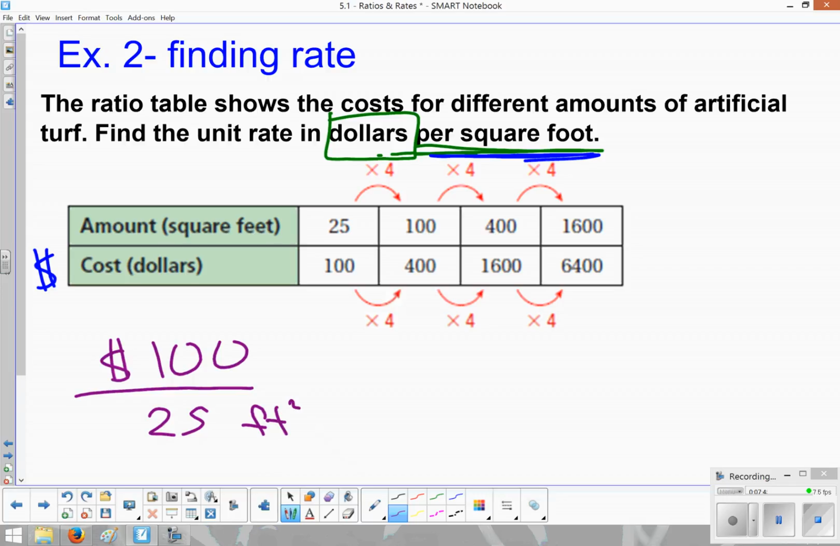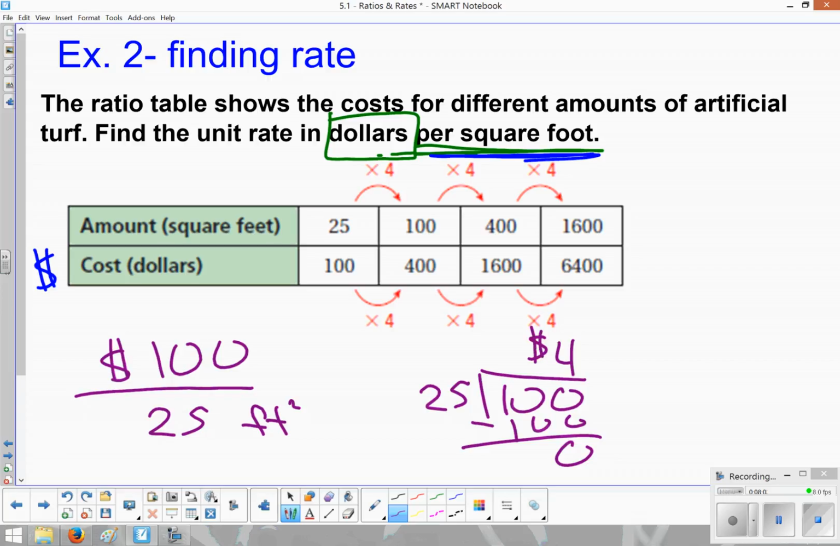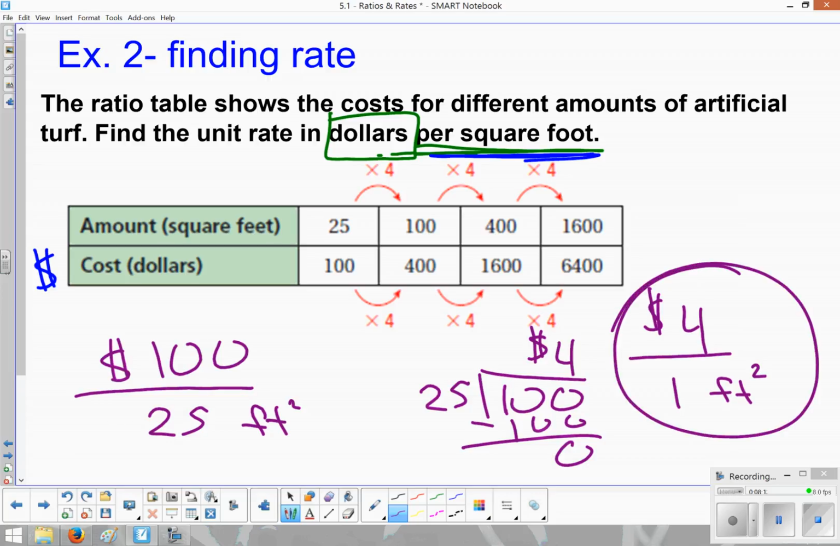So what we're going to do is take our top divided by our bottom. So 100 divided by 25, that's going to give us 4. And what this 4 really means is that you solved for $4. This is $4 per 1 square foot. Remember, the bottom always has to be 1, so this is going to be our unit rate. $4 gives you 1 foot squared. So $100 gives you 25 foot squared.